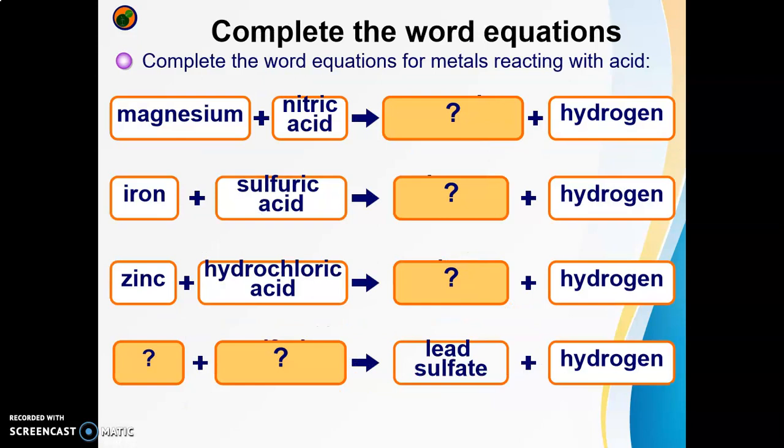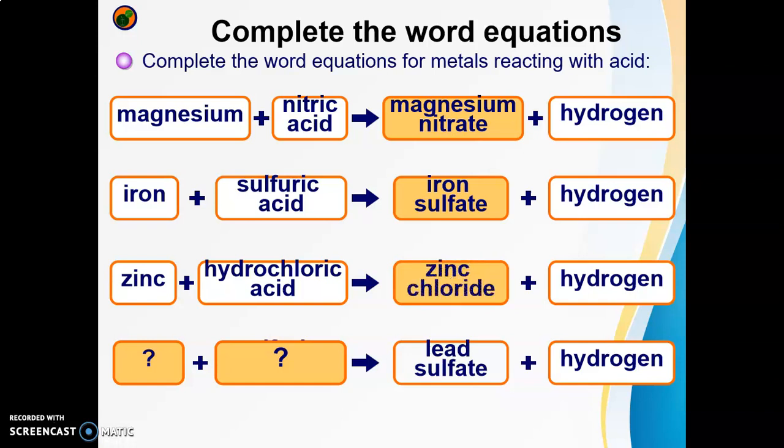Let's see some examples of word equations that involve different metals and acids. The first one: magnesium plus nitric acid. Magnesium will be the metal name, the first name. The nitric acid will give nitrate in the form of salt. So magnesium nitrate is the salt name. If iron and sulfuric acid, it's supposed to be iron sulfate. Zinc and hydrochloric acid will give you zinc chloride.